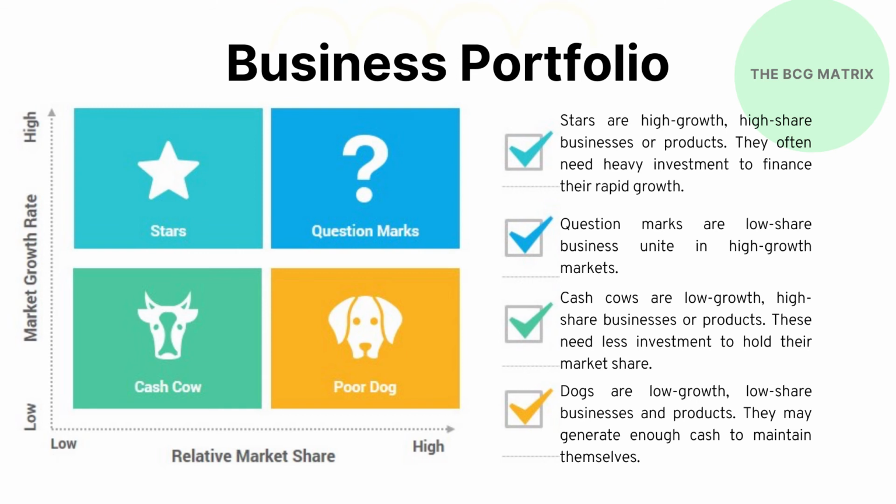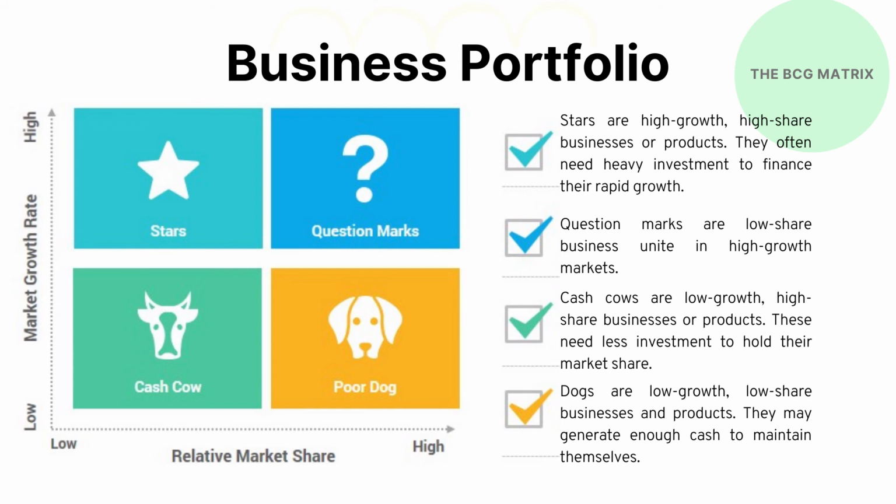The first one is the stars. Stars are high growth, high share businesses or products. They often need heavy investment to finance their rapid growth, and eventually their growth will slow down and they will turn into cash cows. That is our next one. Cash cows are low growth, high share businesses or products, and these established and successful products need less investment to hold their market share. Thus, they produce cash that the company uses to pay its bills and to support other products that need investment. So these ones are the main source of money for the company.